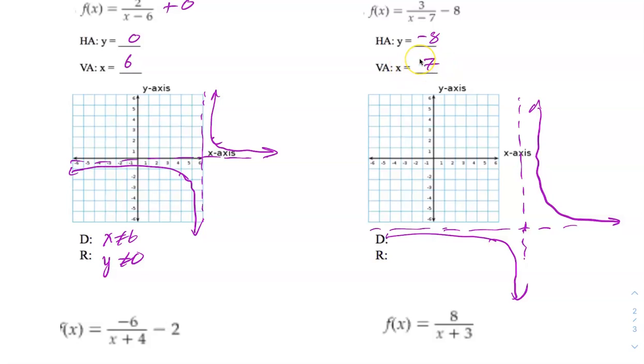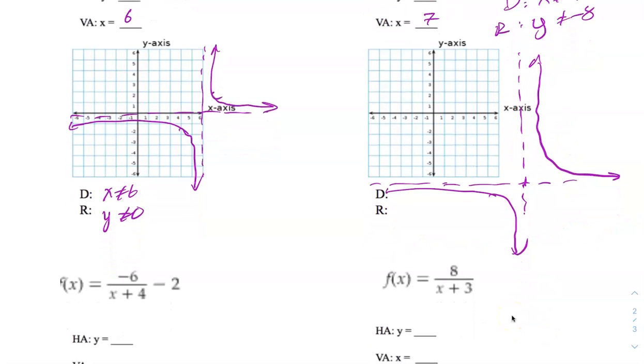Domain has to be x, so x cannot equal 7. So I'll put the domain up here. X cannot equal 7. And then my range, I'll just put it right here also. Y cannot equal -8. Again, look at the graph, right? No y value at -8, no x value at 7. Again, sorry about the graph being so off.